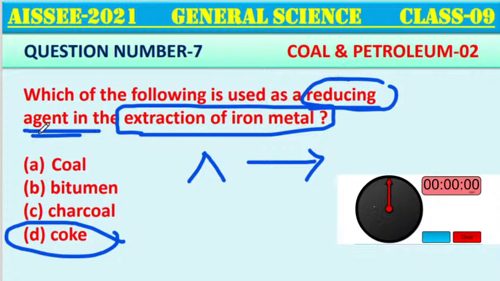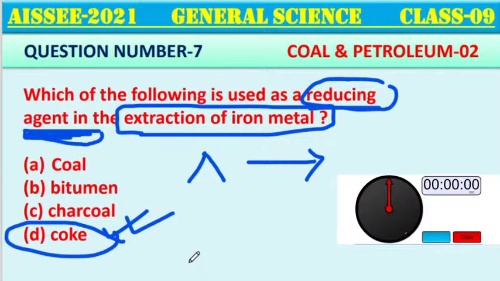Okay. You may not understand what a reducing agent is. If you can understand, it's very good. If you don't understand reducing agent, just learn it. Just understand that there are many processes for making iron metal from iron ores, and in one of those processes we use coke as a reducing agent. Coke is the correct answer, D.